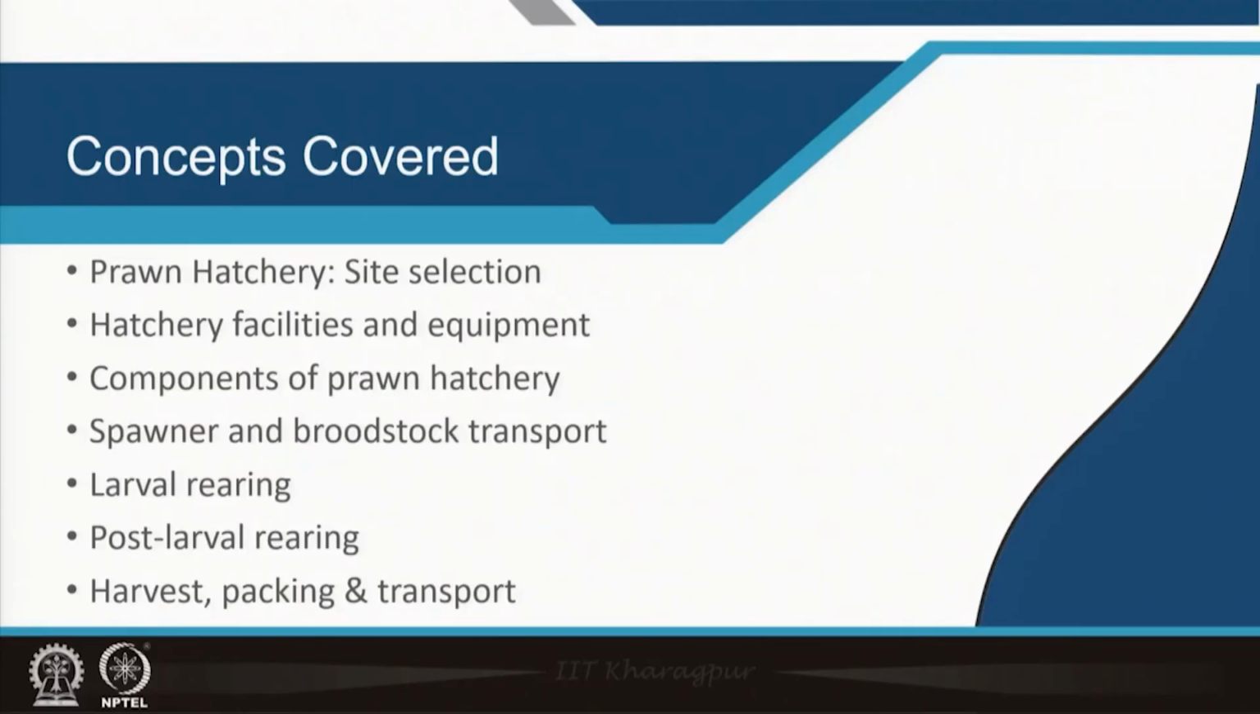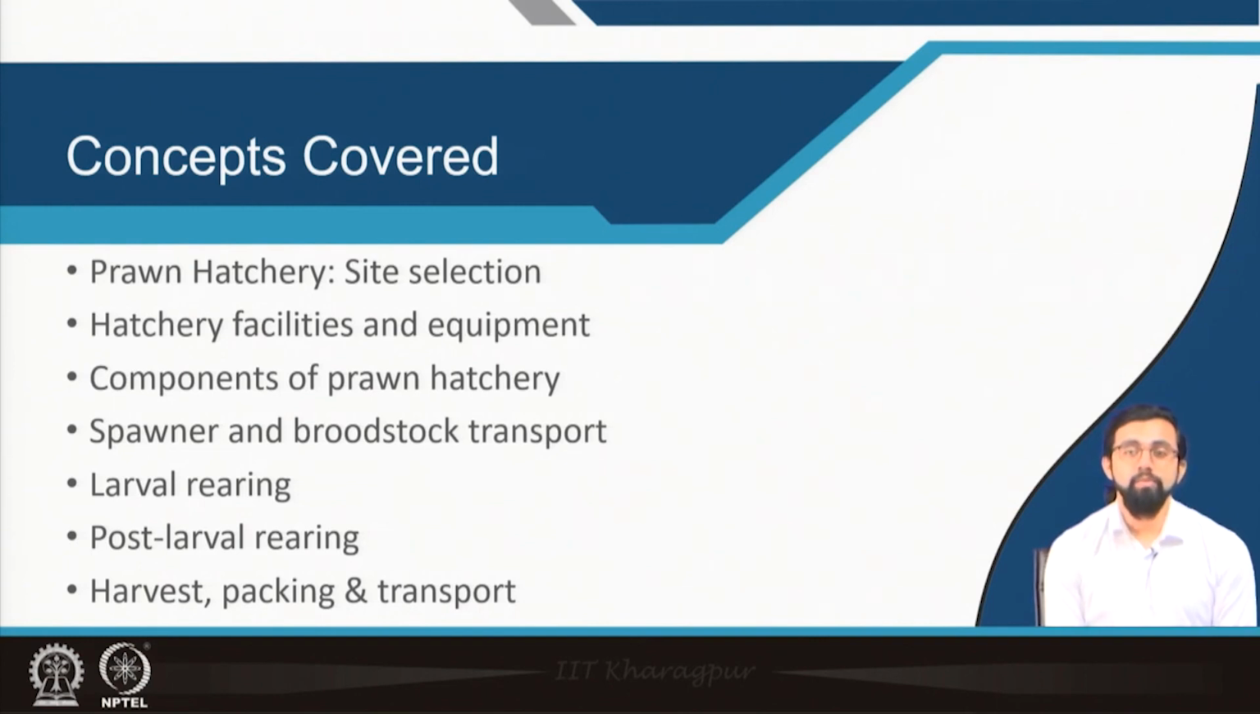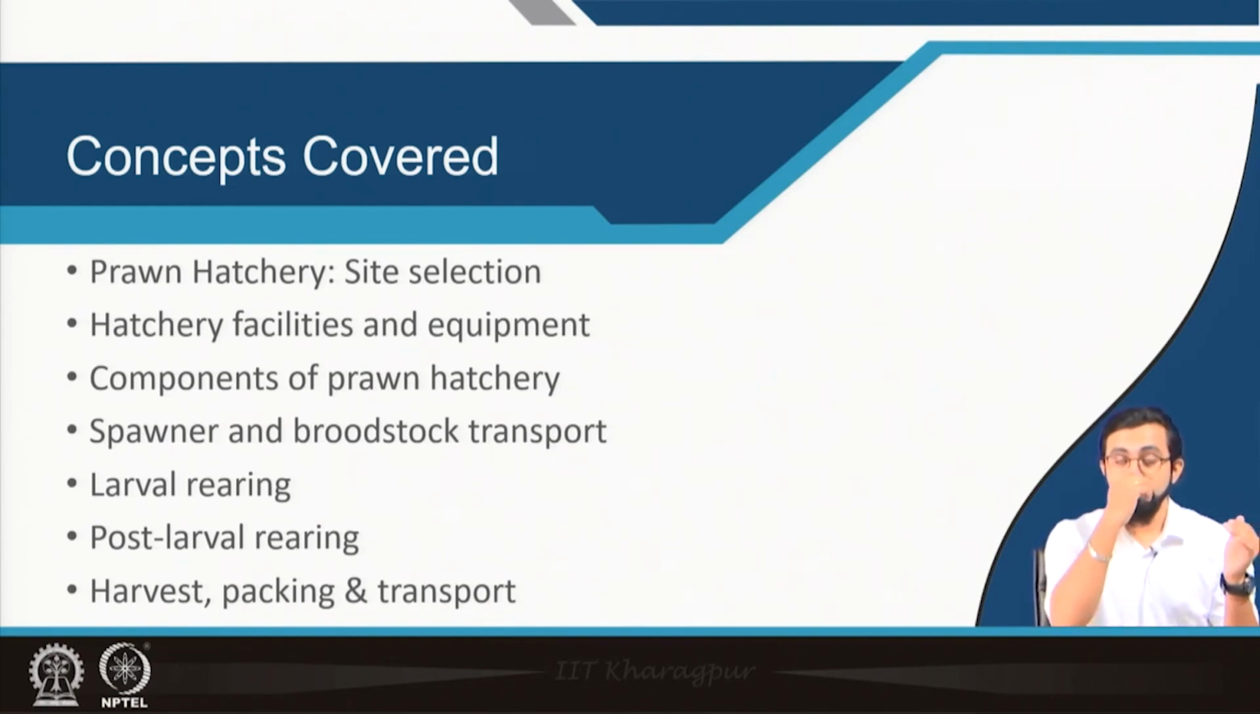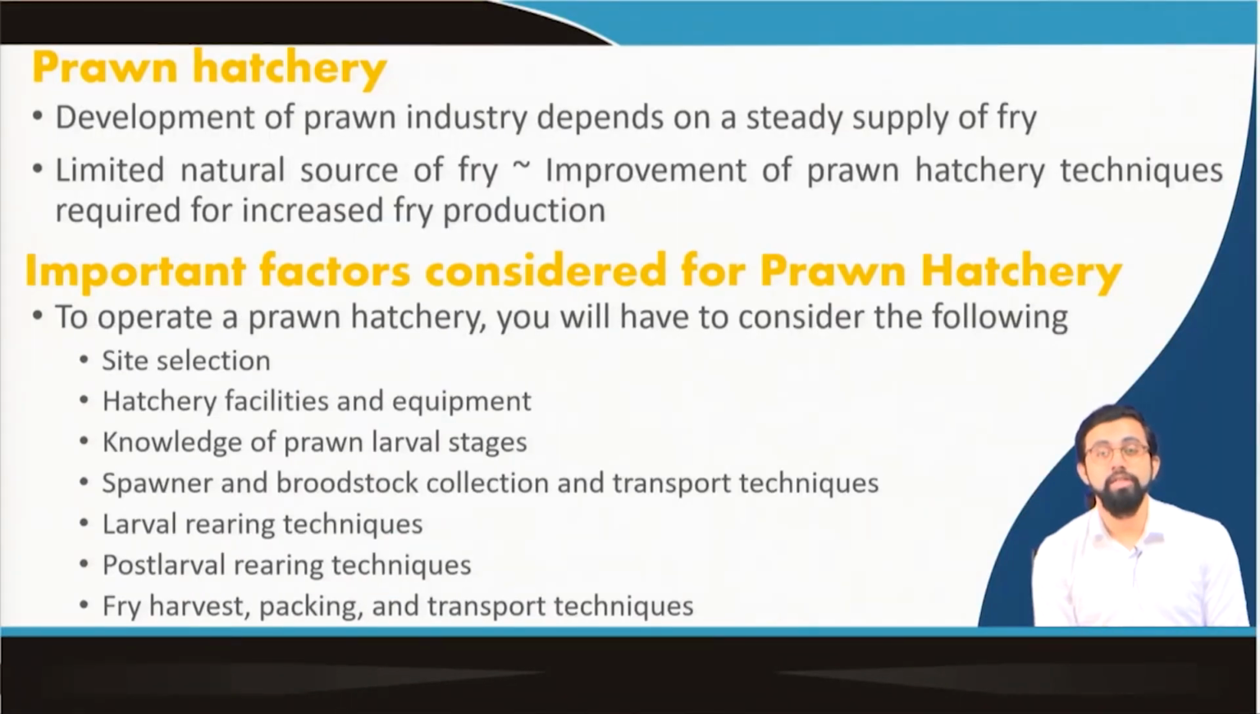So, in this particular lecture, the concepts that I will be covering are, when we design a prawn hatchery, what are the different site selection criteria that we need to follow, the hatchery facilities and equipment, the components of a prawn hatchery, the spawner and the broodstock transport, larval rearing, post larval rearing, and harvest, packing and transport. So, it is like from the initial stage to the execution stage, how a hatchery design has to be performed and designed around.